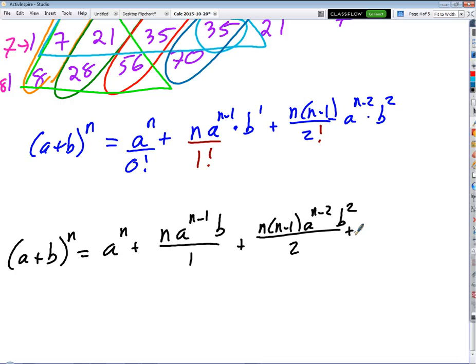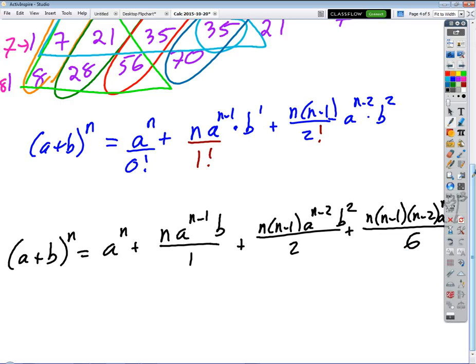Okay. We'll just do the first 3, how about? Knowing that we're going to keep seeing this pattern over and over. Plus n times n minus 1 times n minus 2 a to the n minus 3 times b to the 3rd all over 6. Okay, good enough. All right, so let me copy that.